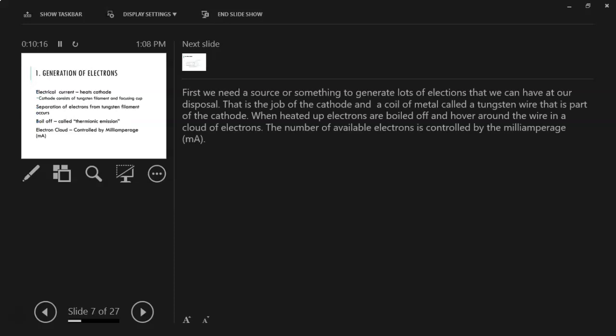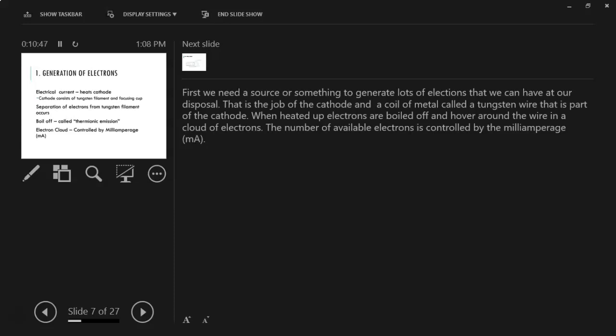So, generation of electrons. First we need a source to generate lots of electrons, so we have however many we need at our disposal. We need something that's constantly generating electrons, and that is the job of the cathode, which is inside the tube head. There are different parts, and part of the cathode is called a tungsten filament.